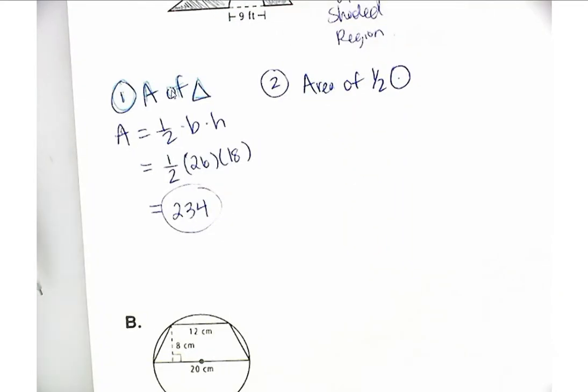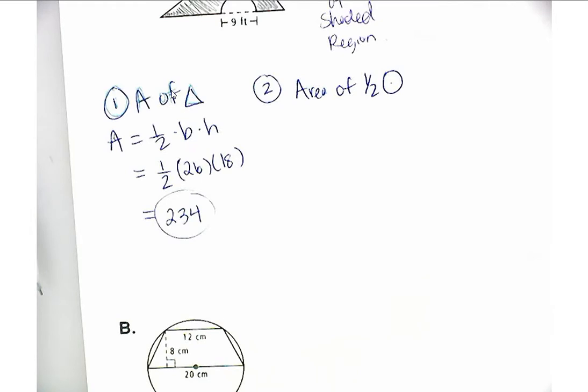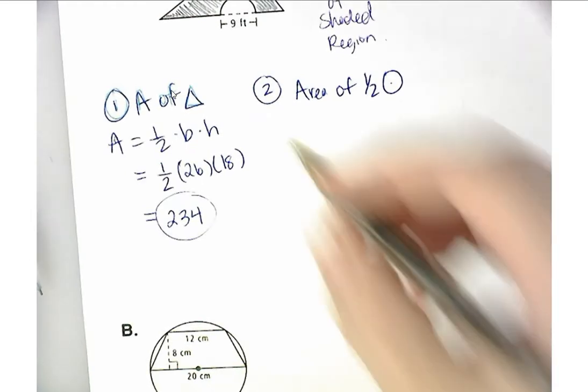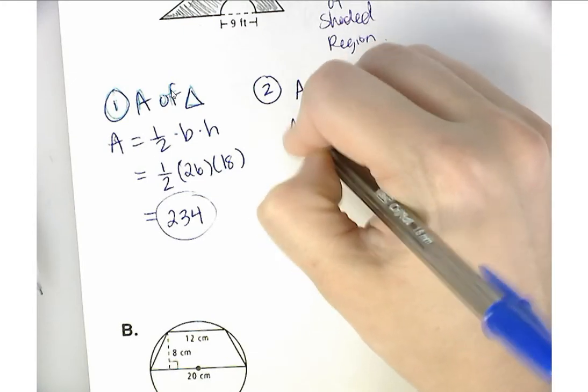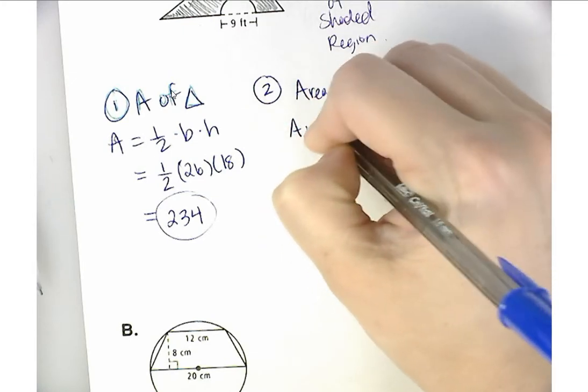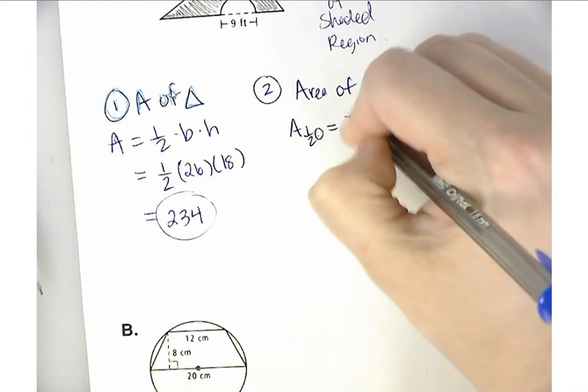Okay, so Luke, what's the equation for the area of a circle? Pi r squared. Yep, so if it's a half circle, what is it going to be? Pi r squared divided by 2. Good. Okay, so the area of the half circle is going to be pi r squared divided by 2.